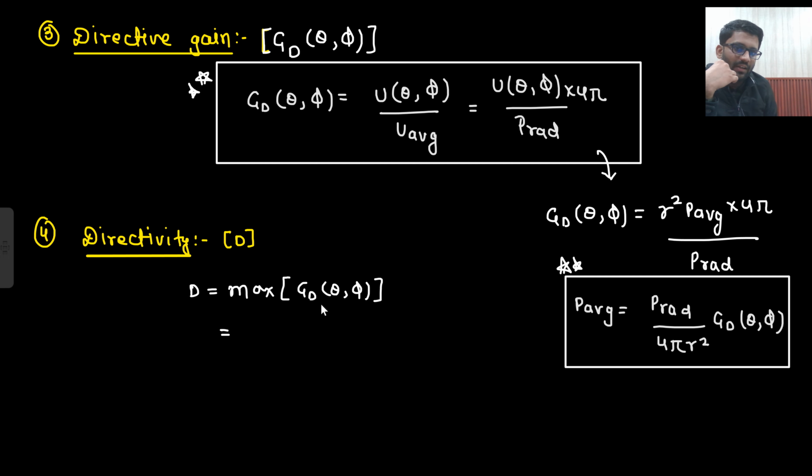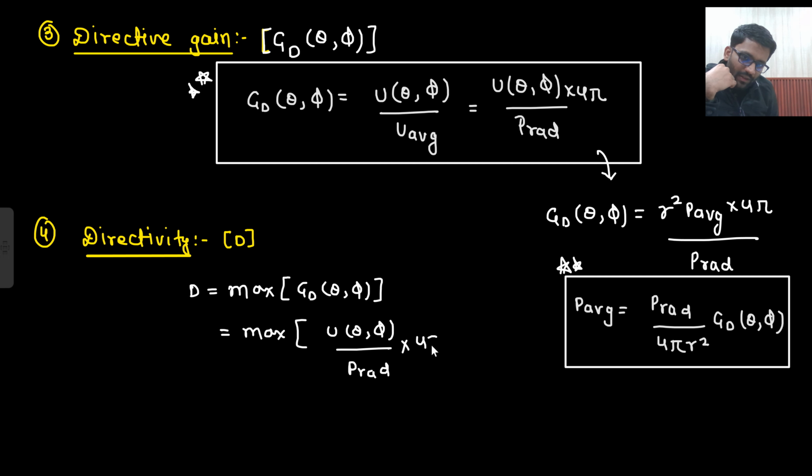So what is your directive gain? Your directive gain is U theta comma phi divided by P radiated into 4 pi. What maximum do I need to calculate? I need to calculate the maximum of U theta comma phi divided by P radiated into 4 pi. This is a fixed quantity, this is a fixed quantity. So which maximum are you going to take? You are going to take the maximum of this one. Are you getting this point?